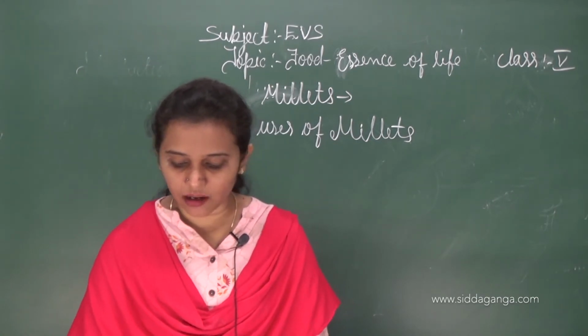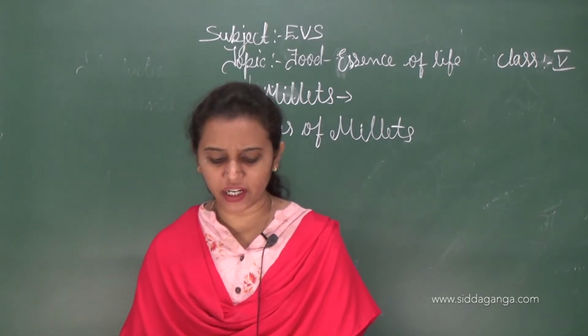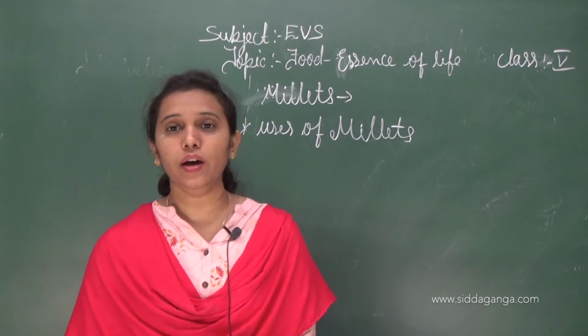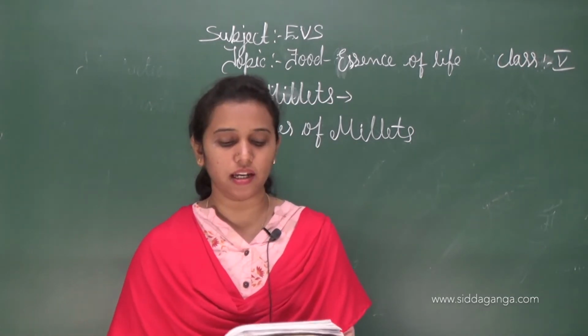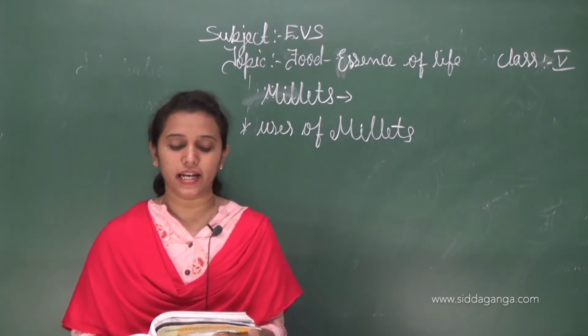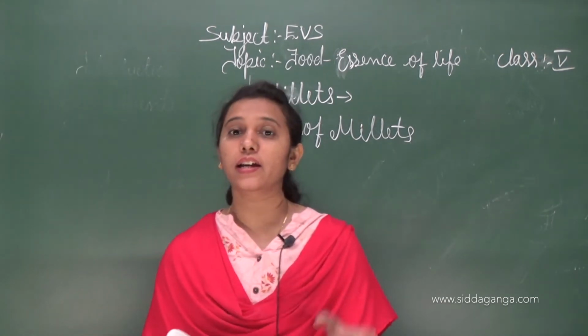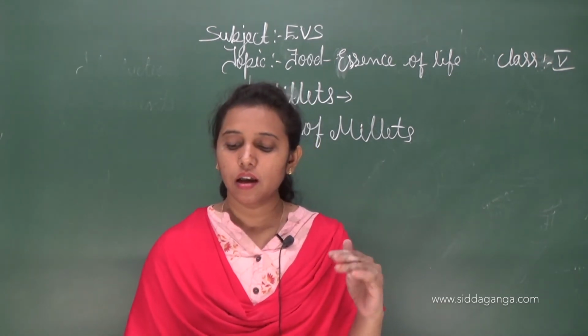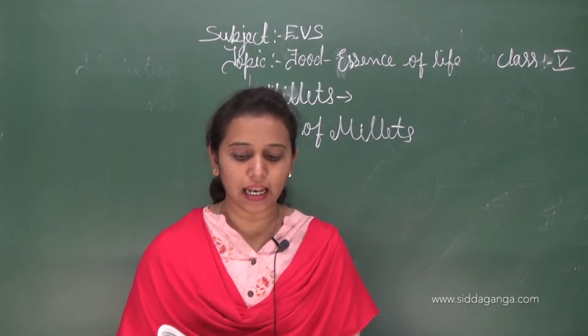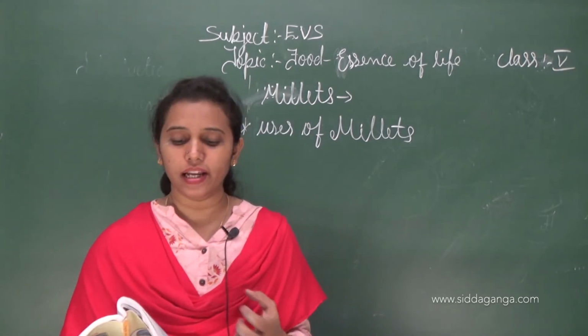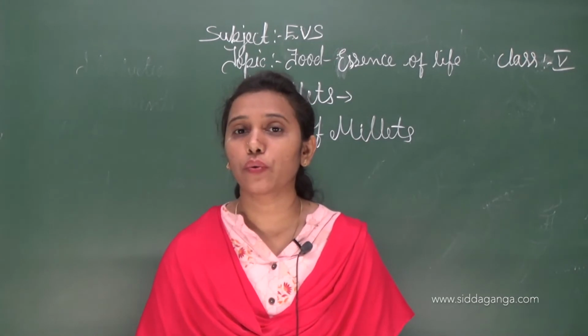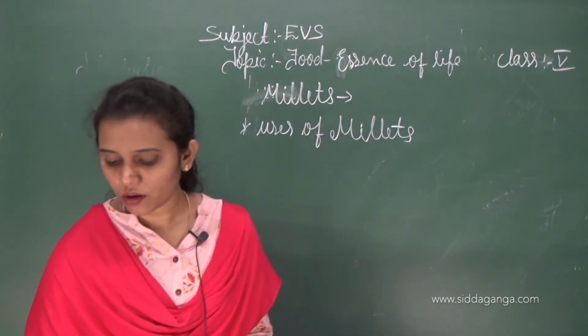Okay. See here, the next activity. Open your book, page number 116. Increasing population and decreasing agricultural land is the cause for decreasing the availability of food. How?